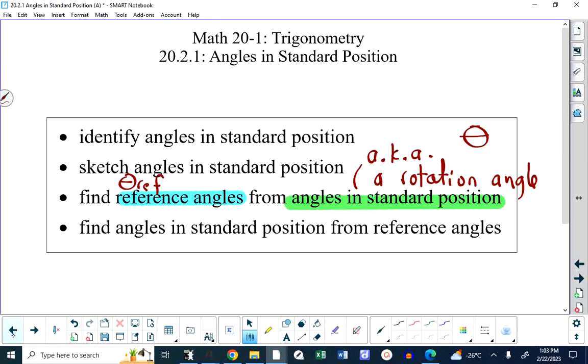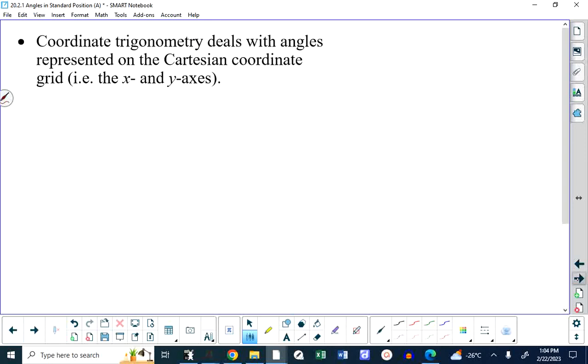And although, as I said, the lesson is very narrow in what we're learning, there's not a lot to it, there's some technical things or some details that we need to pay attention to. And that's the terminology. So to begin with, coordinate trigonometry, not triangle trigonometry, but coordinate trigonometry deals with angles that can be drawn or represented on the Cartesian coordinate system, the XY axes. Okay? But we have to draw them in a particular way.